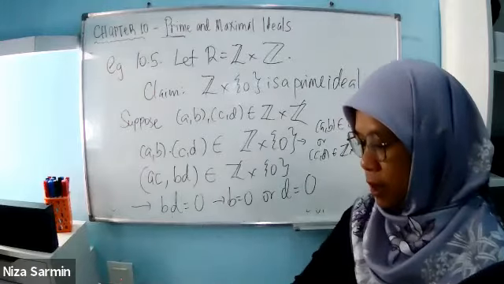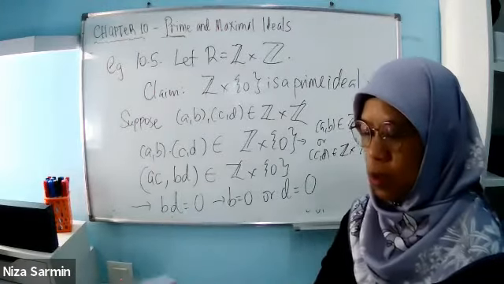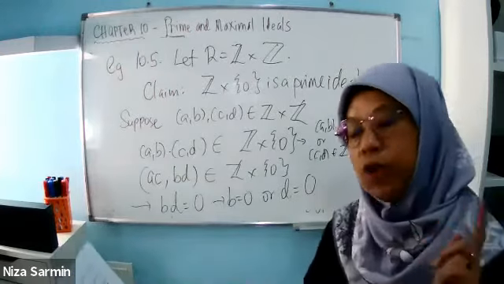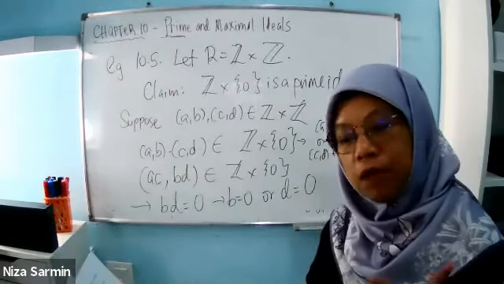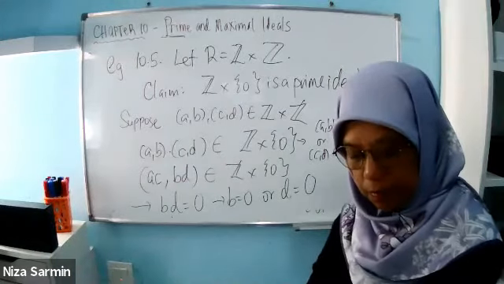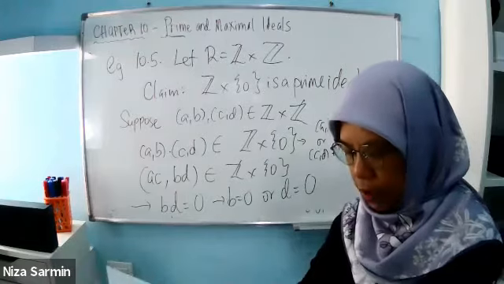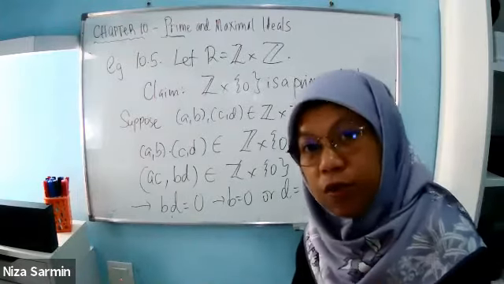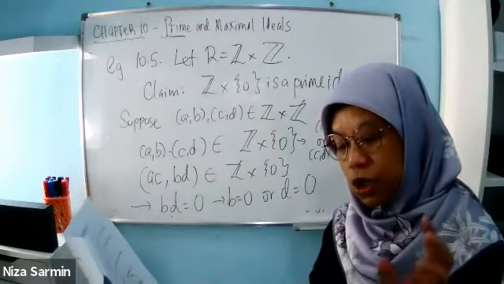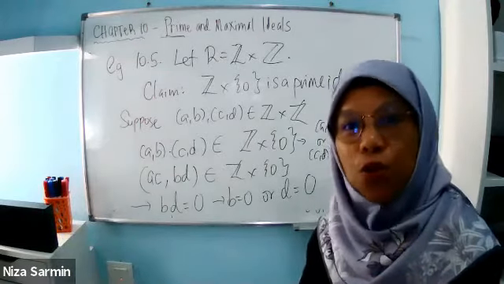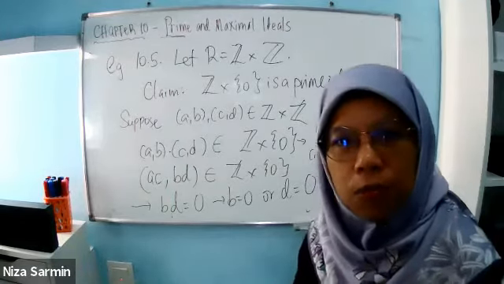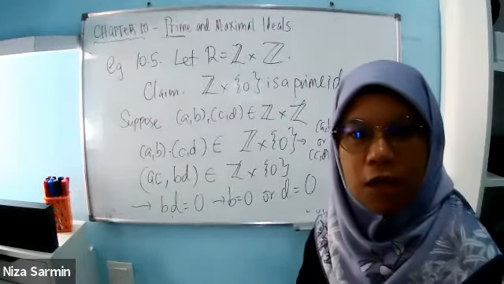Before, I have Theorem 10.2, which says that for a commutative ring with unity, the ideal is maximal if the quotient is a field. Now for prime, again, commutative ring with unity, and the quotient, if it's prime, is an integral domain, right? Before it's a field, now it's an integral domain. Can somebody tell me what it means by integral domain?